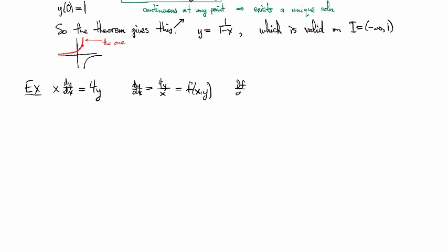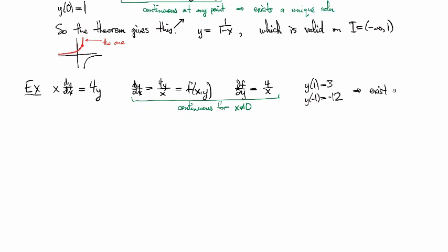And then my partial of this with respect to y. So let's see. I'm just going to be treating the 4 over x as a constant and differentiating the y, and the derivative of y is just 1. So my partial is 4 over x. And these guys are continuous for x not equal to 0 and any value of y that you'd like whatsoever. So as long as I'm given some initial condition like y of 1 is equal to 3 or y of -1 is equal to, I don't know, -12, whatever. Anything like that will be fine, and there will exist a unique solution through that point.